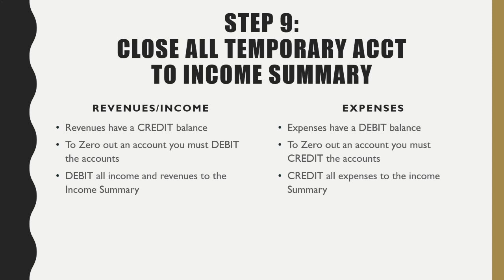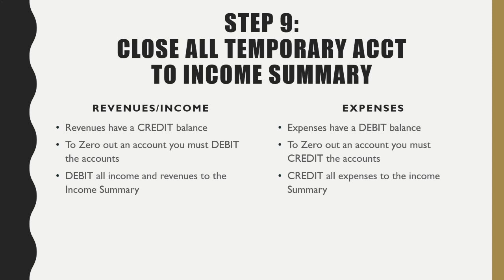It's pretty straightforward. We are going to take our temporary accounts, which are our revenues and our expenses. So here we bring back chapter 2, learning about the difference between permanent and temporary accounts. Our temporary accounts close at the end of the accounting period. That's what we determined permanent and temporary means. So our temporary accounts, which are our income and our expenses, how do we close out these accounts?